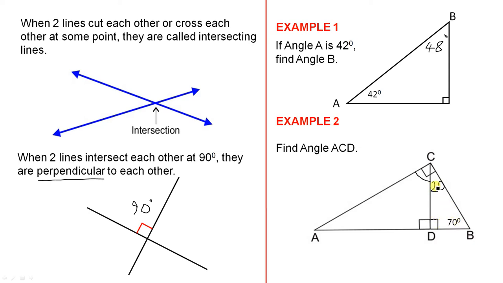Now if that's 20, and this symbol here tells us that this angle is 90 degrees, that means angle ACD must be 70 degrees, because 70 plus 20 gives you 90, because there's the 90 symbol. So that whole angle must be 90, and 70 plus 20 is 90.